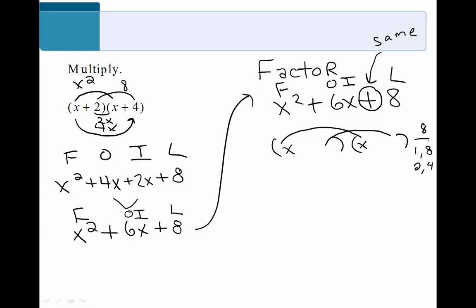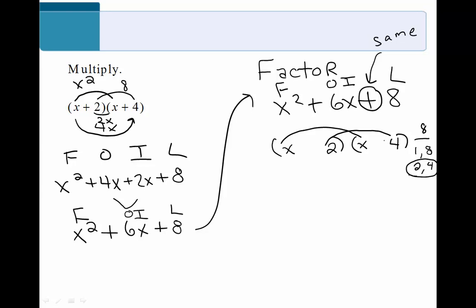In order to figure out what factors to choose, we need to figure out which two will add up to our middle term 6x. So which two factors of 8 will add up to 6x? And you can see, and our signs have to be the same. So you can see that 2 plus 4 will add up to 6x.